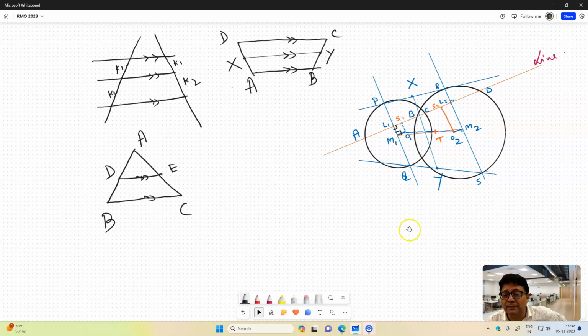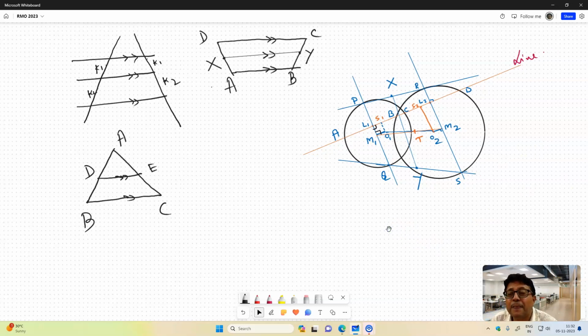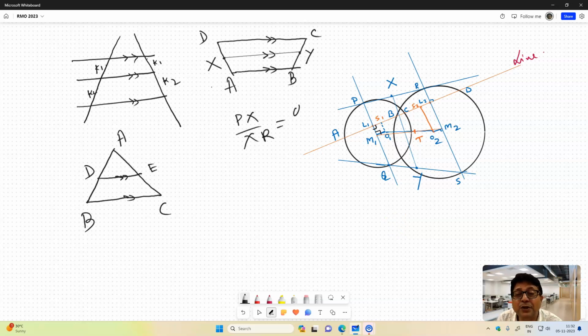So for this problem, you have taken X and Y as midpoints. So it is true that PX by XR equals QY by YS. They are midpoints of these two lines. Which two lines? PR and QS. And these three are parallel lines. Why parallel lines? Because this is the midpoint. So PX by XR will be equal to QY by YS.